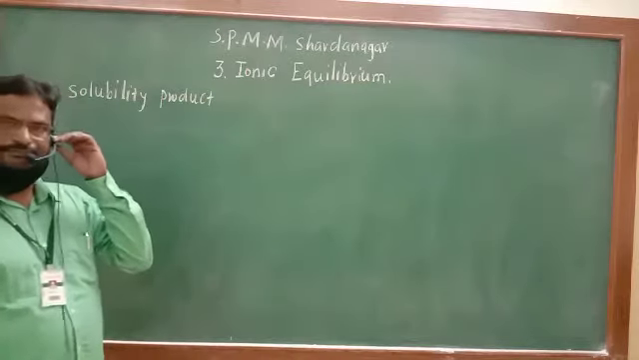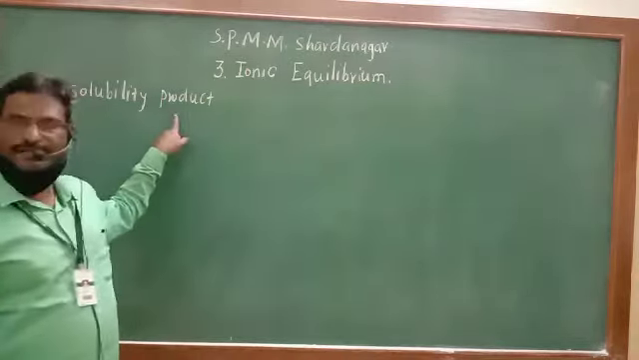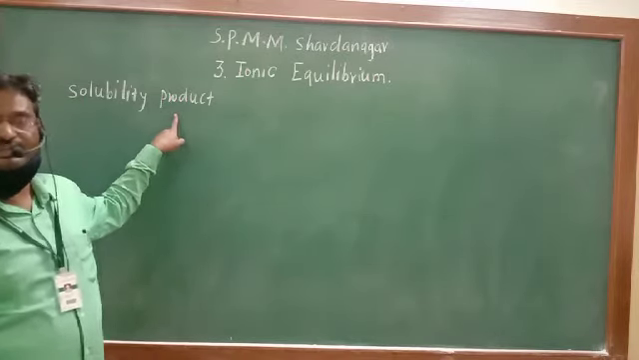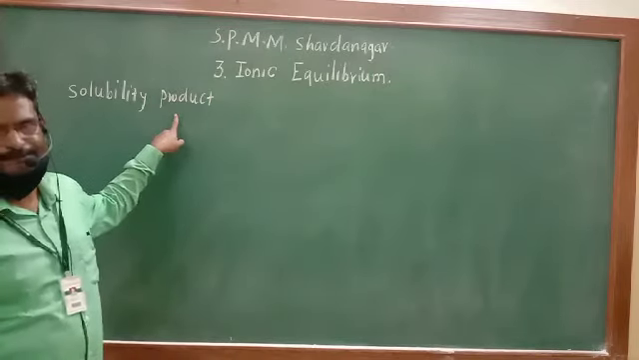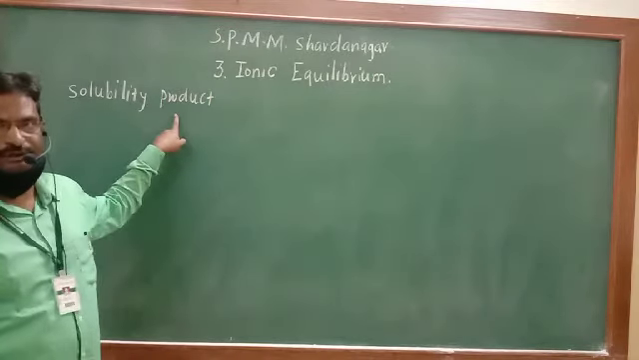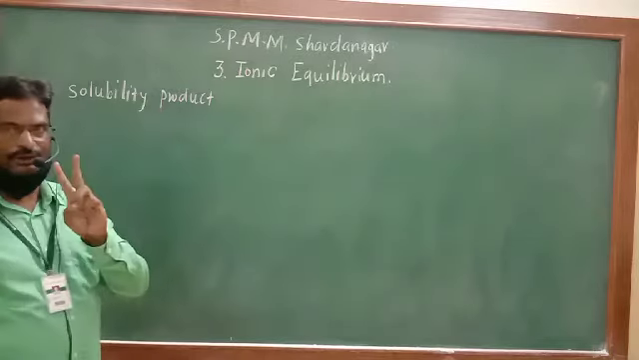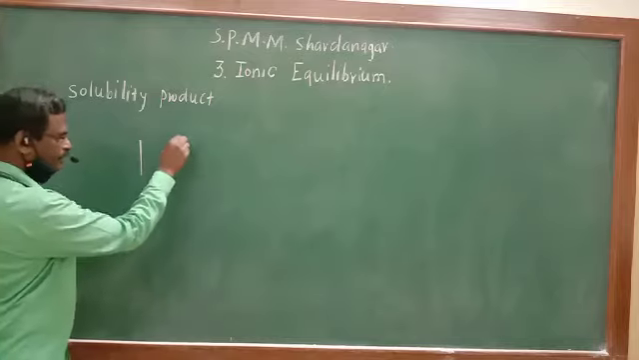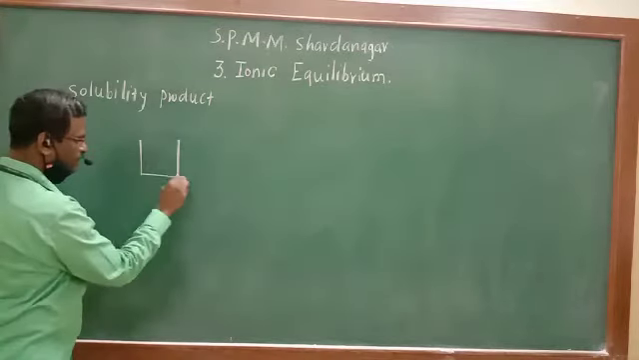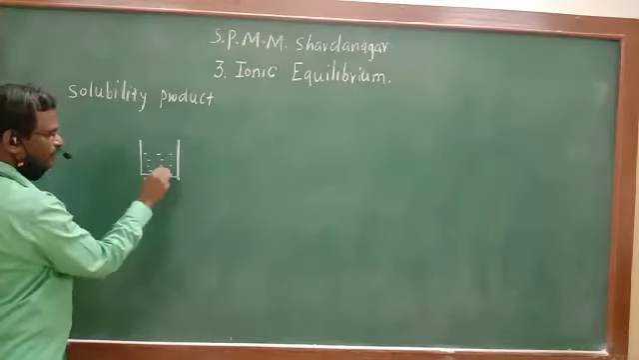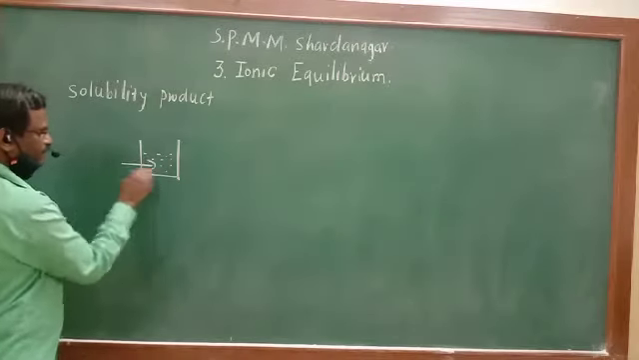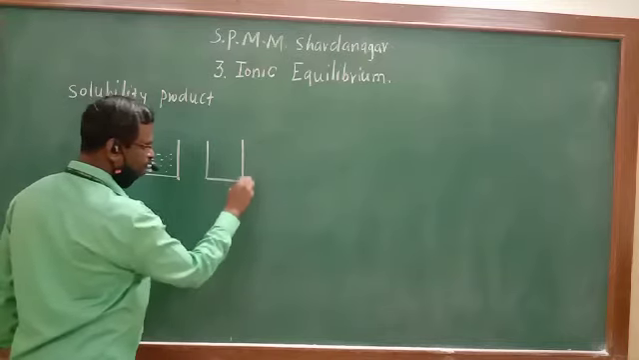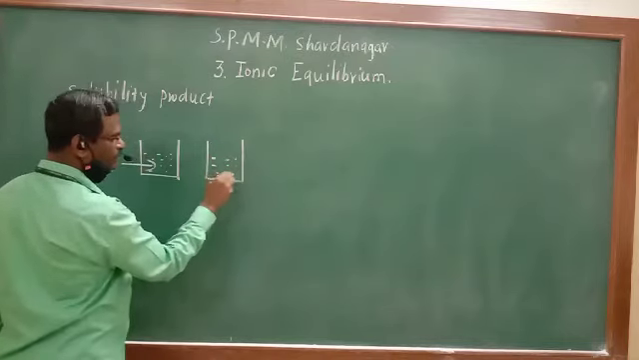Solubility product. This term, solubility product, is confined to sparingly soluble salts. Let me tell you with the example of two salts. Suppose we have a beaker and water is taken in the beaker. We have one more beaker. Here also water is taken.